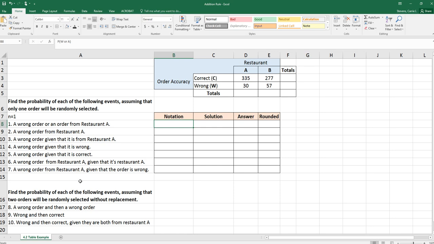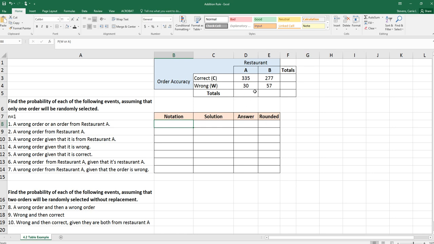So we're doing restaurant orders here in this example. You can see I've got my two-way table already set up. I'm using A for restaurant A, B for restaurant B, C for correct order, and W for a wrong order. We're going to find the probability of each of the following events, assuming that only one order will be randomly selected. In other words, n equals 1.